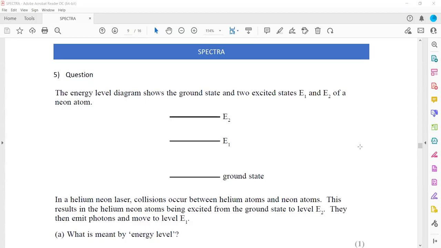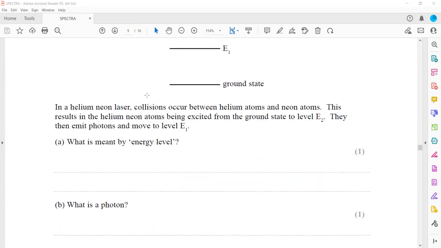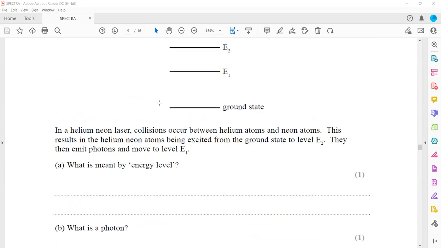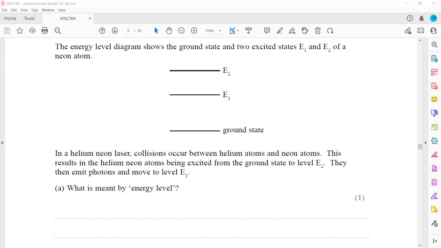So this question is related to the topic of spectra, as we discussed in the last session about line spectra. The energy level diagram shows the ground state and the two excited states, E1 and E2, of a neon atom. In a helium-neon laser, the collision occurs between the helium atom and the neon. This results in the helium-neon atom being excited from the ground state to level E2, and they then emit a photon and move to level E1.